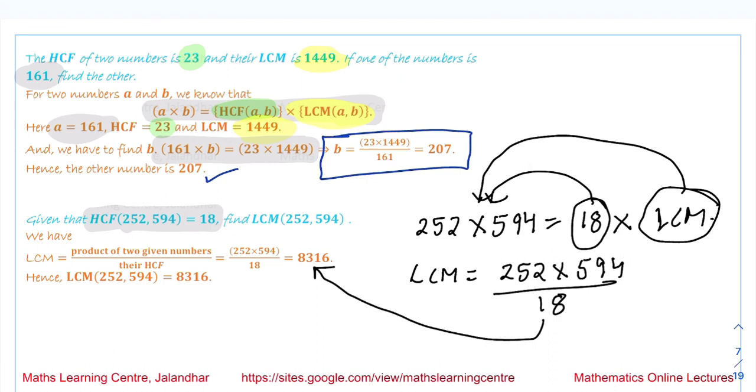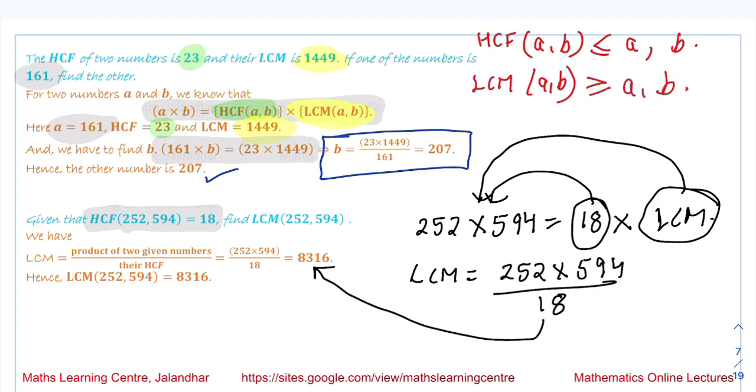So another result that we have seen over here is that if A and B are two numbers, and we are talking about HCF and LCM of A and B, then HCF is less than or equal to A and B. It is less than both these numbers, and LCM is always greater than or equal to A and B. It cannot be less than both these numbers.